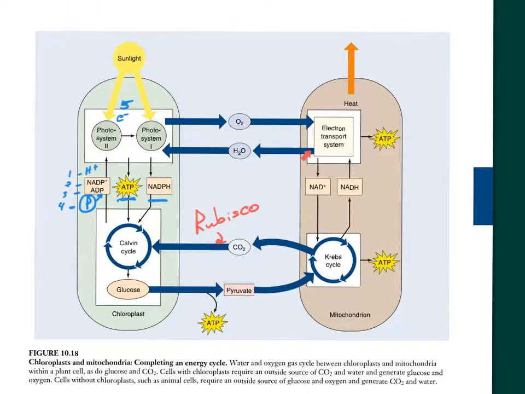Out of cellular respiration comes water. You produce water in cellular respiration. So they don't move up. Now hold on. What does cellular respiration need? It needs oxygen. In fact, the electron transport chain needs oxygen.